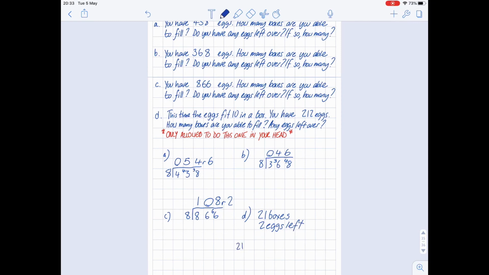If I had done it with my bus stop method, I'd say how many 10s go into 2? None. 2 gets carried across. How many 10s go into 21? 2 with 1 left. How many 10s go into 12? 1 with a remainder of 2. So that's how I know I've got the right answer.